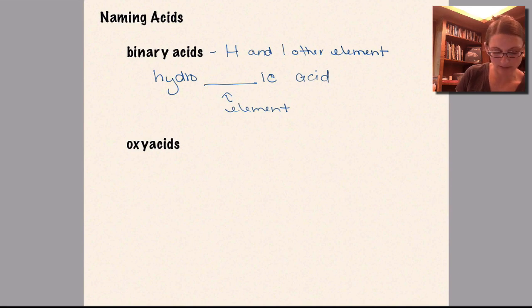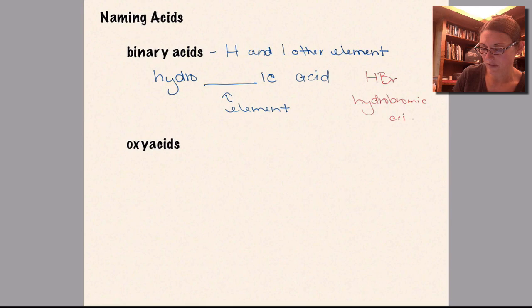So let's say, for example, you have HBr. This is going to be hydrobromic acid. So you've got your hydro prefix, your -ic ending, and then the word acid at the end.